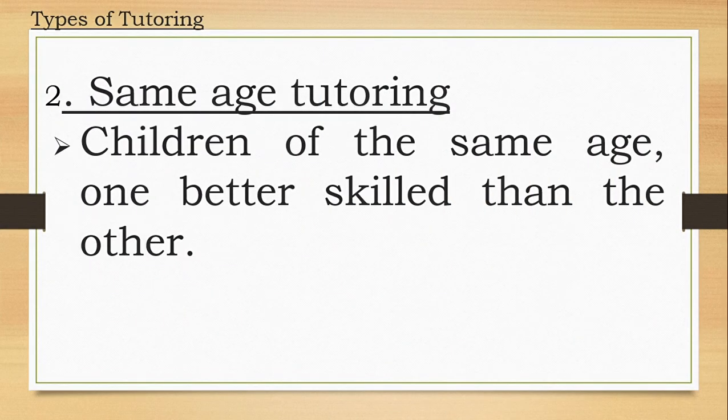So the next type of tutoring is the same age tutoring. It states here: children of the same age, one better skilled than the other. This means that the more able ones will teach the less able ones. So they can read the same articles and discuss together. In other words, a higher performing student is paired with a lower performing student.